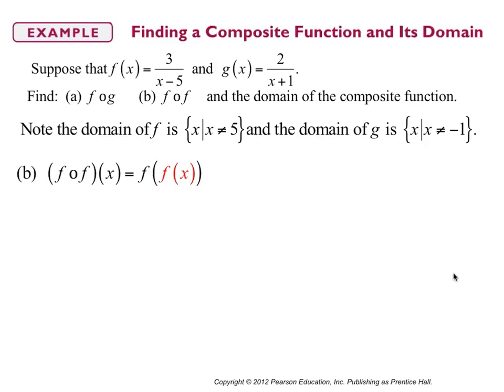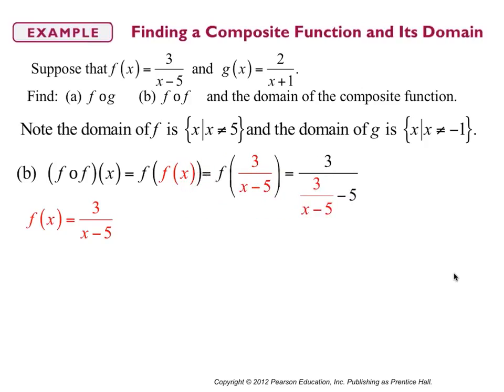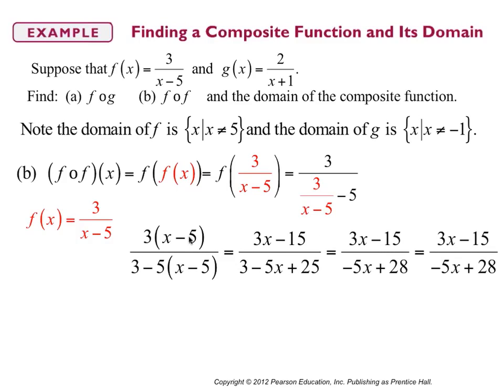Okay, let's find f of f. So we know f of x is 3 over x minus 5, so if we want to find f of f of x, we take 3 over x minus 5 and we plug it in for x. So we have 3 over 3 over x minus 5, and then we have to do kind of the same trick because we have two denominators. So if we multiply everything by x minus 5, we're going to go ahead and get rid of it. So we have 3 times x minus 5. The x minus 5s attached to this piece just cancel, and we're left with minus 5 times x minus 5.